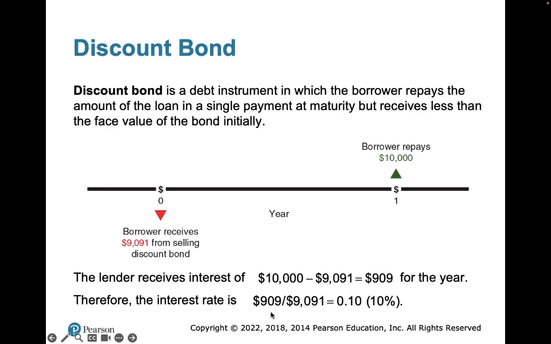The $909 you divide by the face value, which is 9,091, and you get the percentage, which is also 10%.